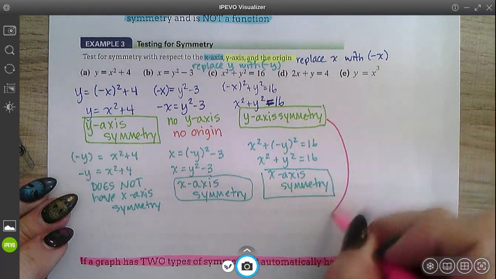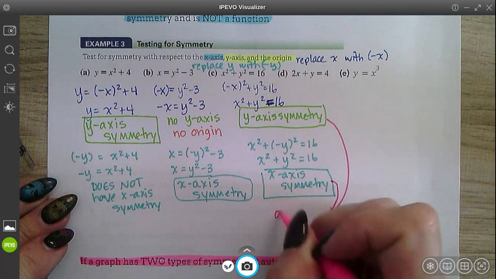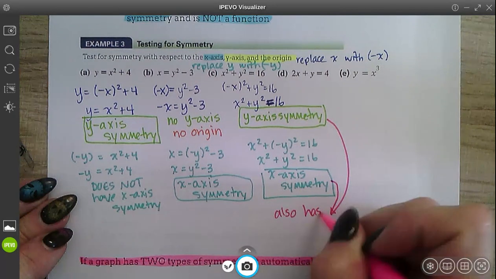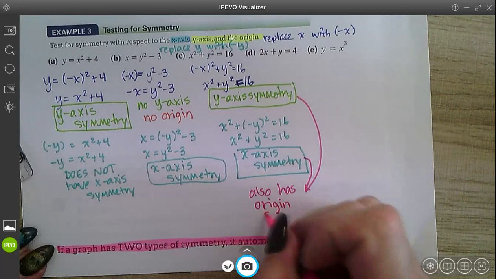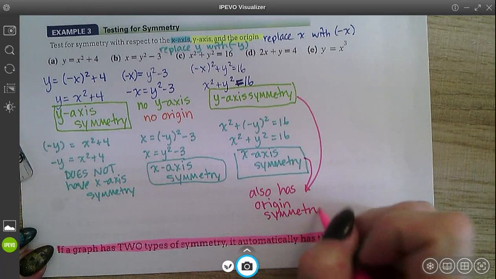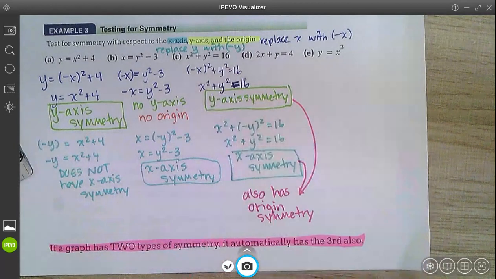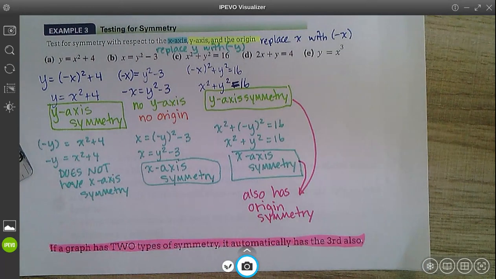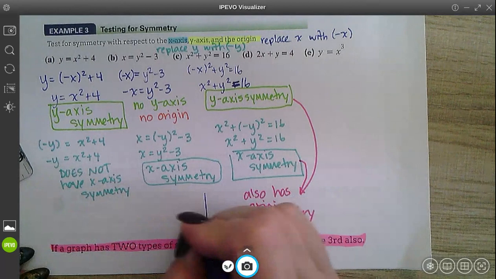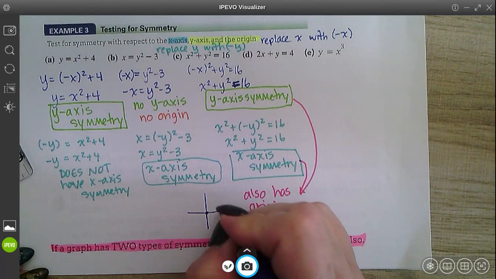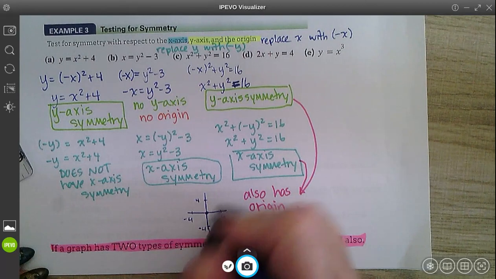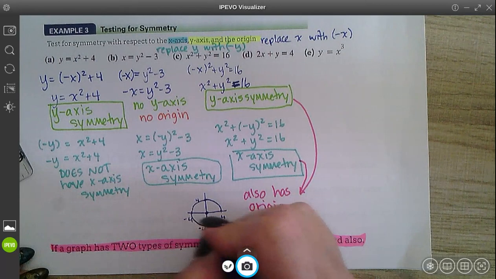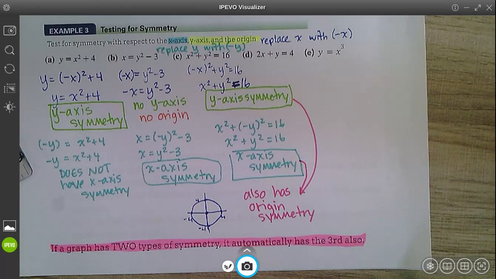So because it has these two, it also has origin symmetry. In fact, we know what this graph looks like. x squared plus y squared equals 16 happens to be a circle with a center at 0, 0 and a radius of 4. So if you draw that graph, you can see that it has x-axis, y-axis, and origin symmetry.